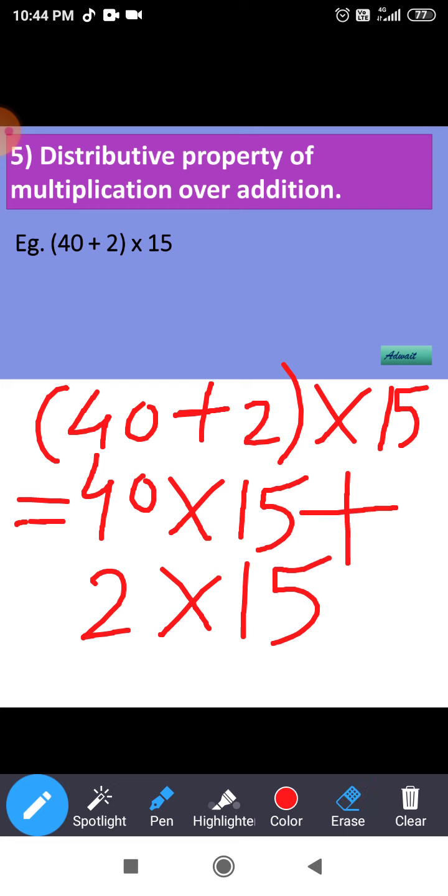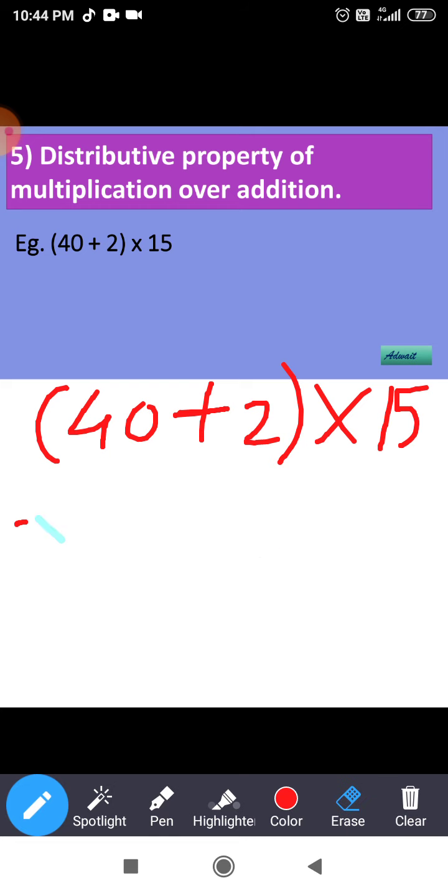Or you can understand it in this manner. See here, for example, 15 is a chocolate and it should be provided to both 40 and 2. If we give this chocolate to only one number, then both the numbers are going to fight with each other. Okay, so we have to give 15 to 40 also and to 2 also. Now they both are related with each other with a plus sign. So we have to keep in mind that when we are distributing this 15 to each number, we have to put the plus sign in between them. We will not miss this.